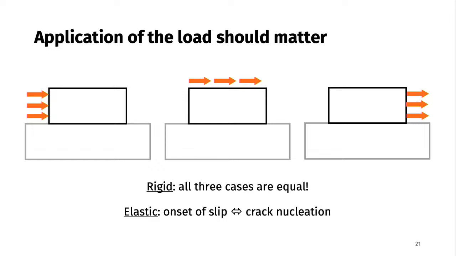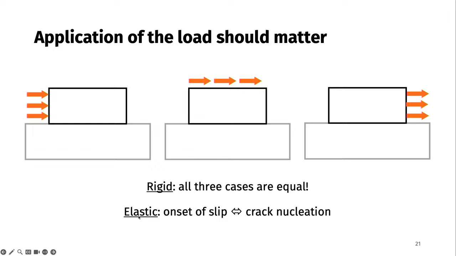But if the top body is elastic, then going back to that slip time scale I was talking about earlier, if you have significant elasticity in the body, the onset of slip is basically analogous to a crack nucleation problem. Again, this analogy is loose at this point. We'll make it a little bit clearer, hopefully, as we go along with some computations.